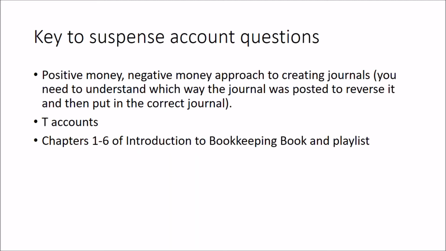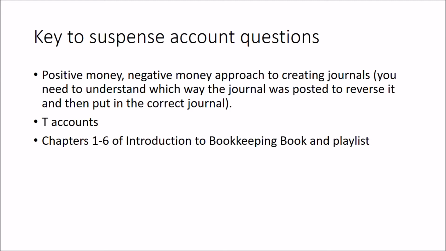Now the key to suspense account questions is really very good double entry bookkeeping. In the introduction to the bookkeeping unit, I teach the positive money, negative money approach to creating journals, and I teach the accounting equation, assets equals liabilities plus capital. The point of that is that it creates correct journals that you can then reverse, and you understand what a journal is and how you create the debits and credits, not just that an expense is a debit because a rule says so. And with assets equals liabilities plus capital, it puts the debits and credits on either sides of the T accounts and creates a much better T account understanding.